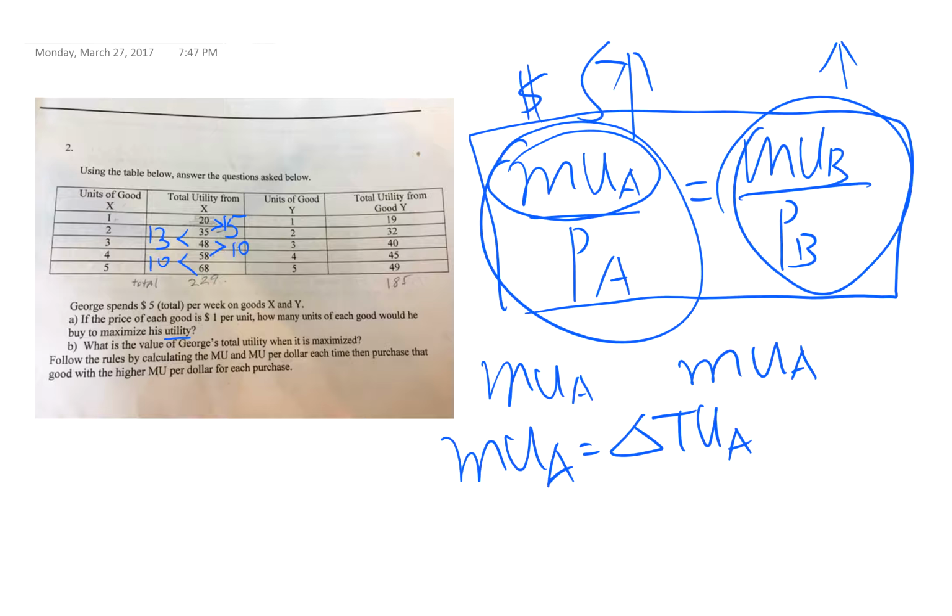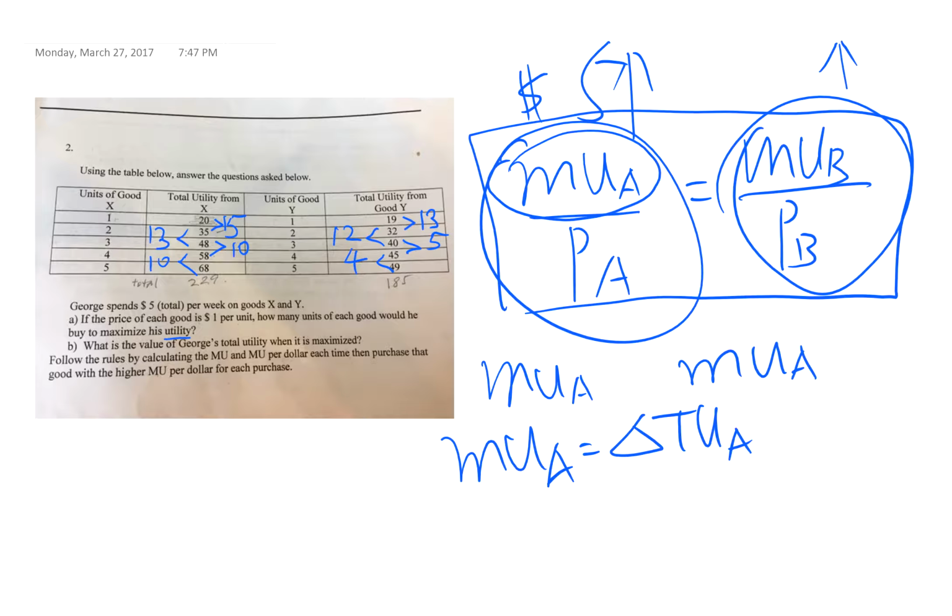For good Y here, the first level, the difference is 13. Second level, the difference is 12. Third level, the difference is 5. And the last level, the difference is 4. And that's your marginal utility for each additional consumption of each good.